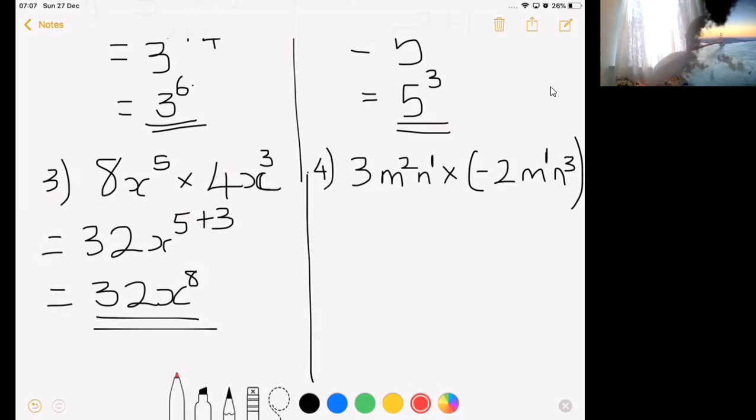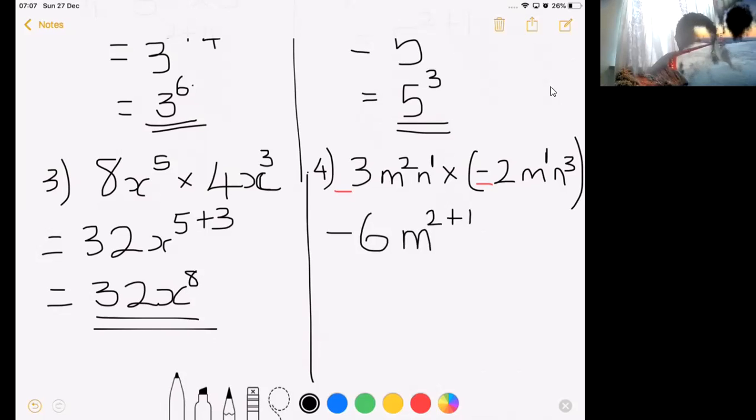So my answer is going to be a what? A negative. My answer will be a negative. So my answer is going to be minus. And what is 3 times 2? 3 times 2 is 6. Then I'm going to do the m on their own, which is going to be m to the power of 2 plus 1. And n to the power of 1 plus 3.